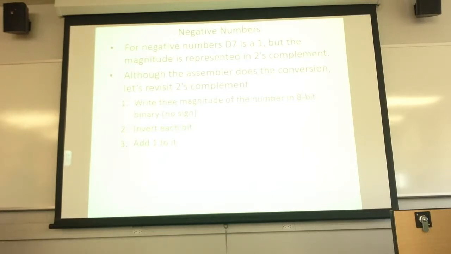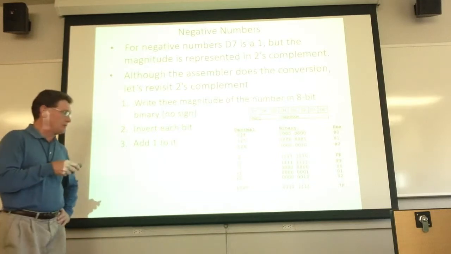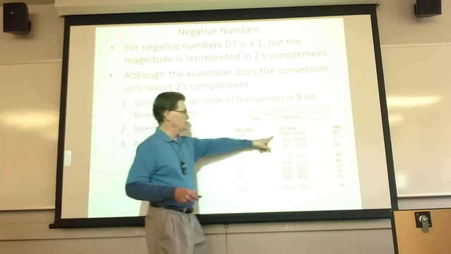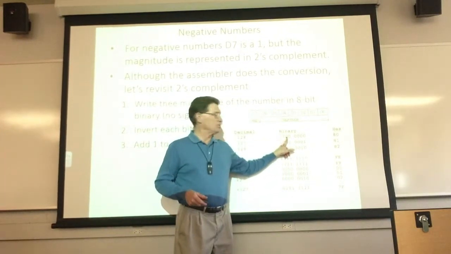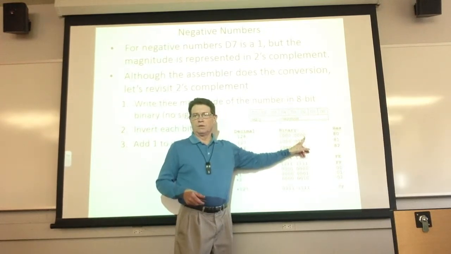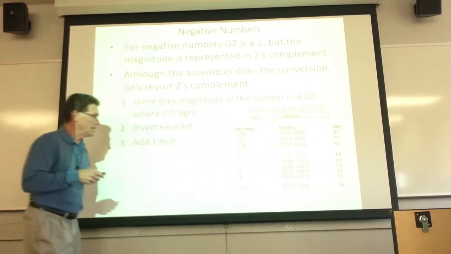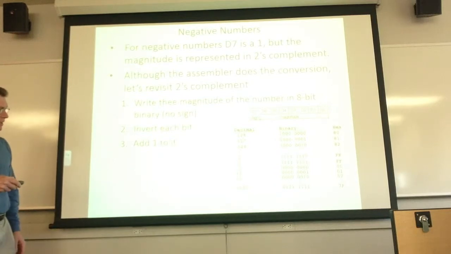So let's revisit it. You write the magnitude of the number in 8-bit binary with no sign, invert each bit, and then add a 1 to it, okay? So what we'll have here is, in 2's complement, the minus 128 is represented by a 1 and then all zeros. That's minus 128, all right? Then 127, 126, all the way down to minus 1 is all 1s, and then we go on the positive side up to 127.